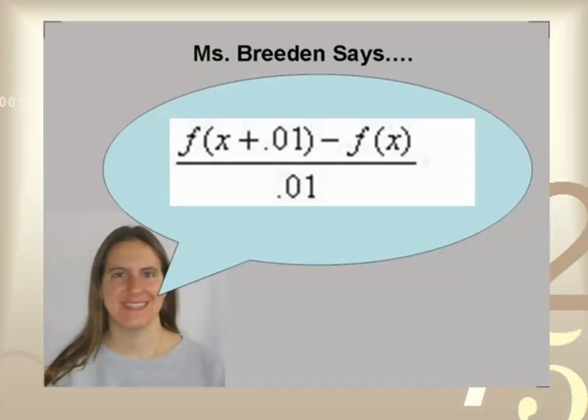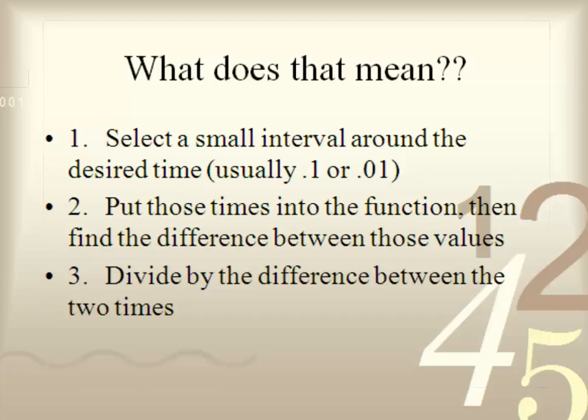Your book gives the following formula to find rates of change. You might be looking at this formula and asking yourself, what does that really mean? Basically, what we're going to do when asked to find the average rate of change is to select a small interval around the desired time. Often it will specify for you what range they want you to use.